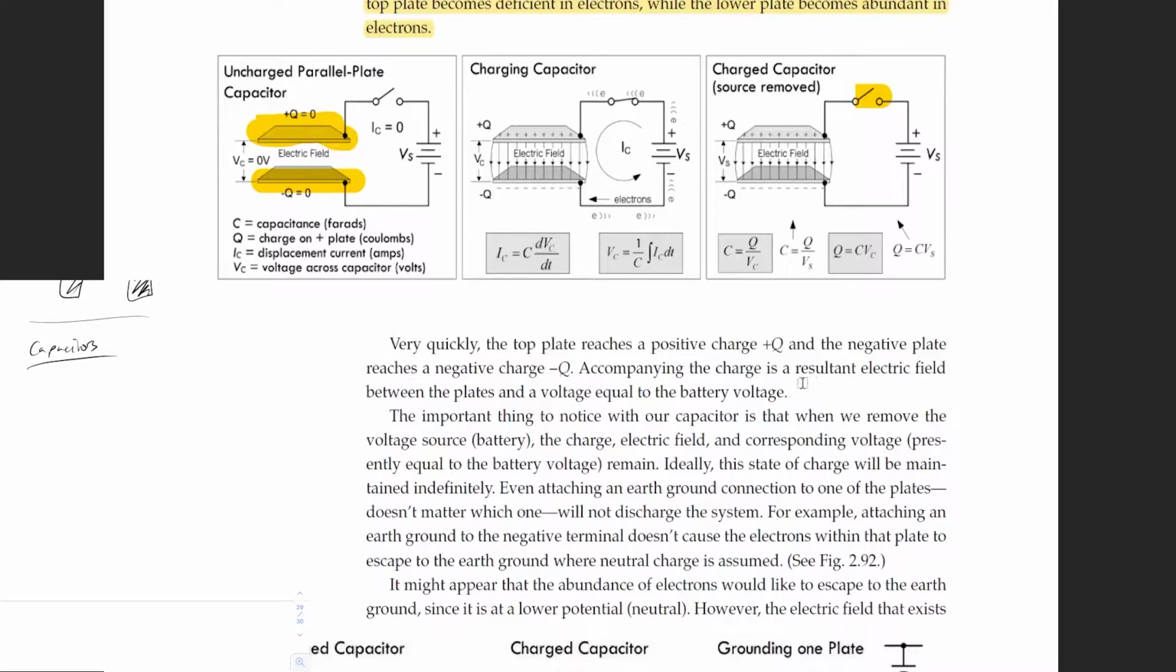Very quickly the top plate reaches a positive charge, and the bottom plate reaches a negative charge. Accompanying the charge is a resultant electric field between the plates and a voltage equal to the battery voltage. So I'm okay with this. I get this. You've got two plates. The top plate becomes Q plus, positively charged. This part becomes Q minus, negatively charged.